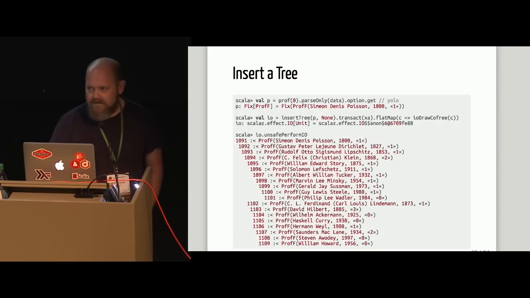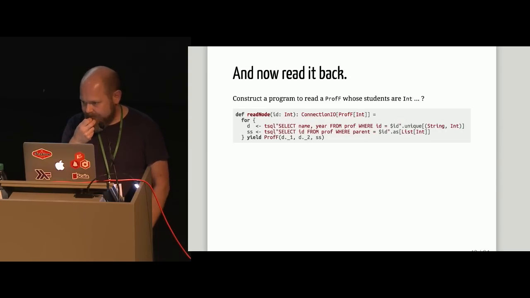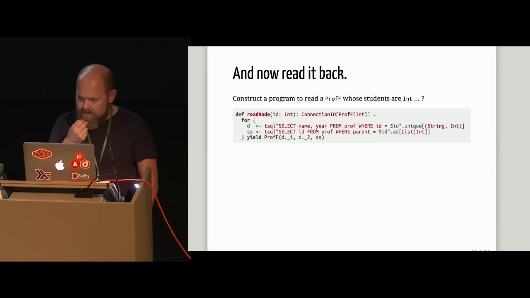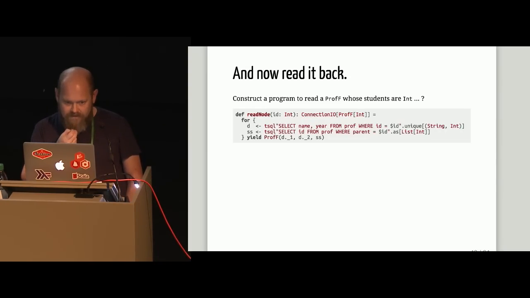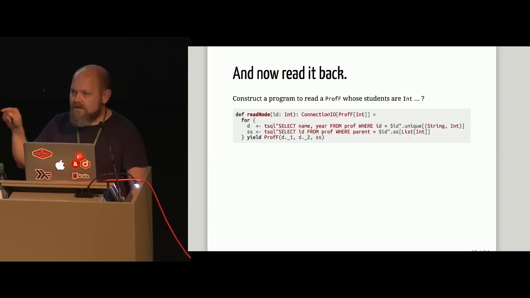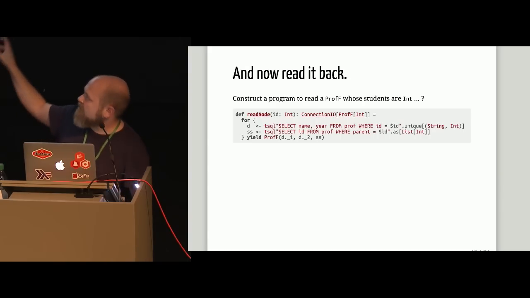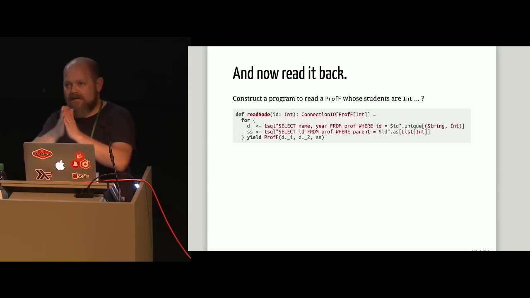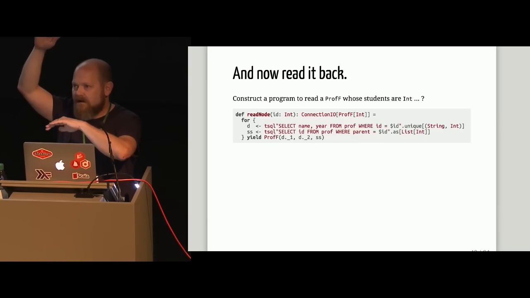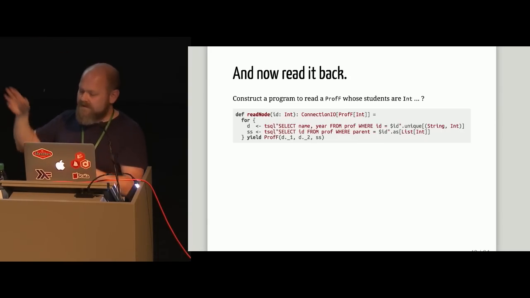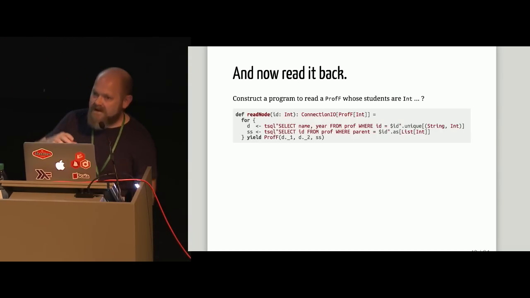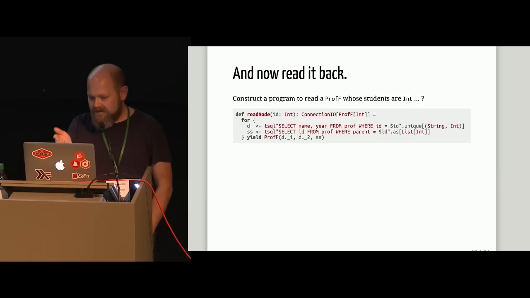All right, so how do we read this thing back? Okay. So this is interesting. We're going to construct a program to read a PropF whose students are ints. Okay? So first thing we're going to do is select the name and the year for that given ID, and then we're going to select the IDs of all the values who have the given ID as a parent. Okay, so we're collecting the data, then we're collecting the IDs of all the children. The first one is going to give us a unique pair of string and int, and the second one is going to give us a list of ints back. So we can construct that PropF.